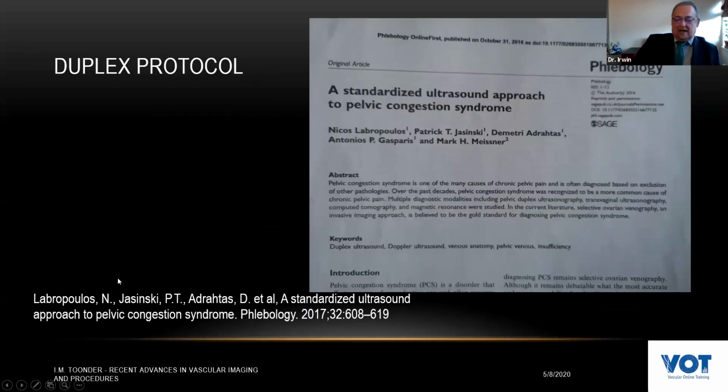And if people ask me, what is the duplex protocol that you should use? I tell them, well, if you've read this article, this is the protocol. Sadly, the title relates it to pelvic congestion syndrome, but this should be the standard protocol, as it assesses the complete pelvic region as well as the escape points towards the legs for varicosities. It gives you a complete roadmap. I think this is the paper that everybody should read on how to do the duplex ultrasound.